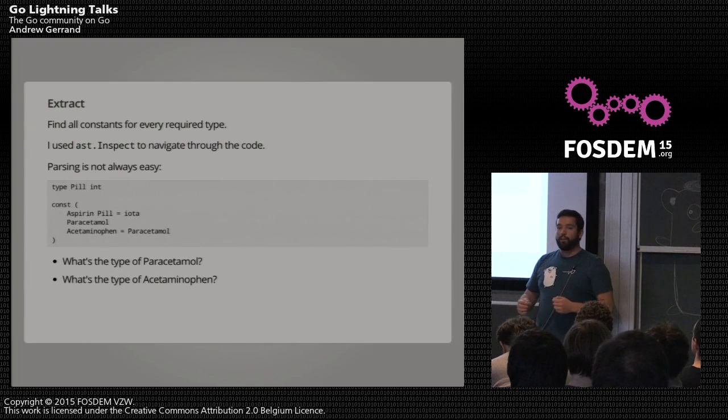Then actually extracting the values turns out to be a little bit difficult, because in this example, the type Pill, you have three values: aspirin, paracetamol, and acetaminophen.